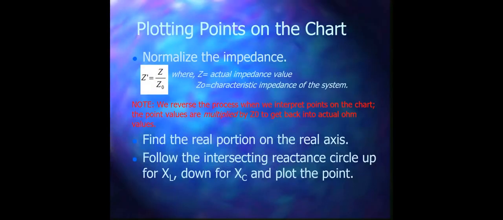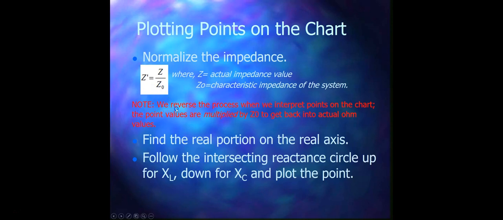Now plotting points on the chart. To plot the points on the chart, the first thing you need to do is to normalize the impedance, and to normalize the impedance you will be using this formula, which says Z dash, where this Z dash is the normalized impedance, and this equals Z by Z0, where Z is your actual impedance value and Z0 is the characteristic impedance of the system.